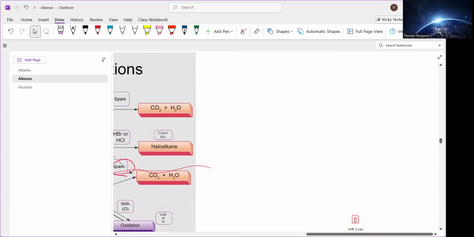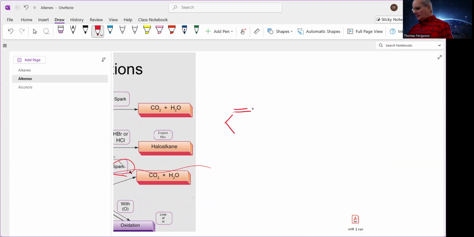Let's take that alkene. What is the name of that alkene? Well, it's got 1, 2, 3, 4. So it is a 1-butene. And let's add to it chlorine gas.